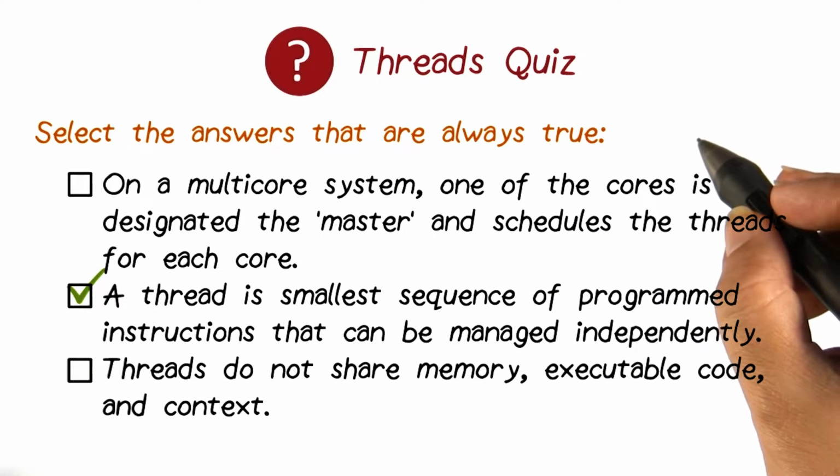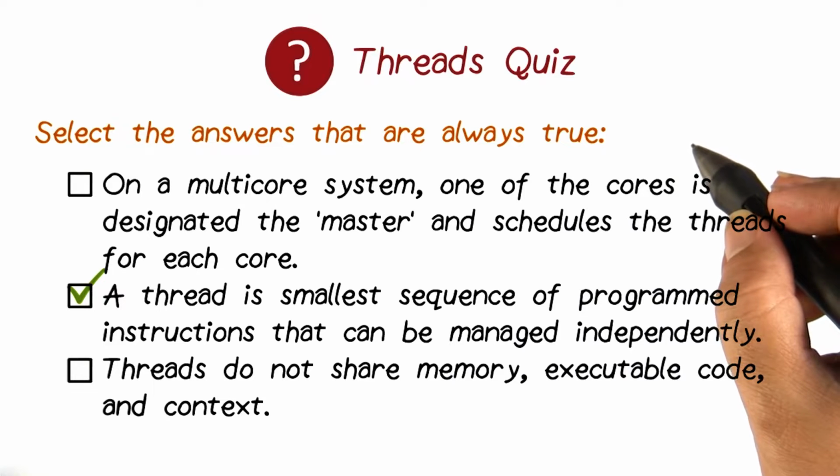And so this particular statement is true. The third one, threads do not share memory, executable code, and context. This is not really true. Many threads in fact do share memory, do share executable code and so on, and therefore are allowed to share some resources such as memory, even some code, and so on.